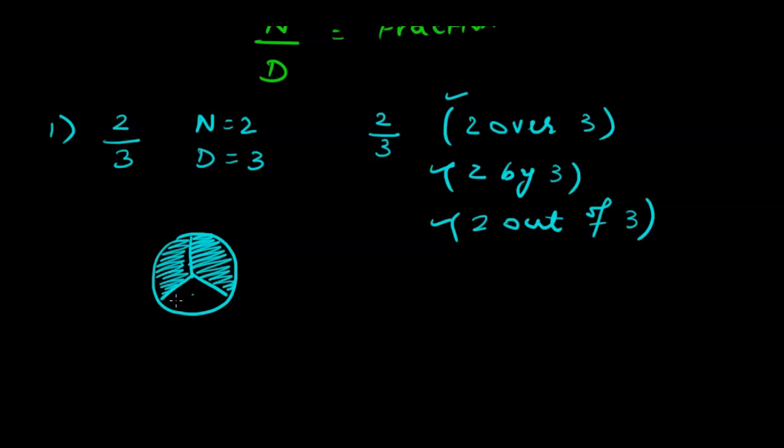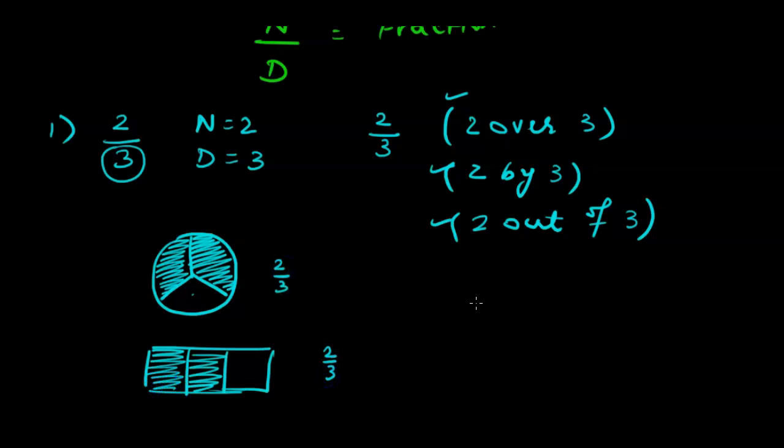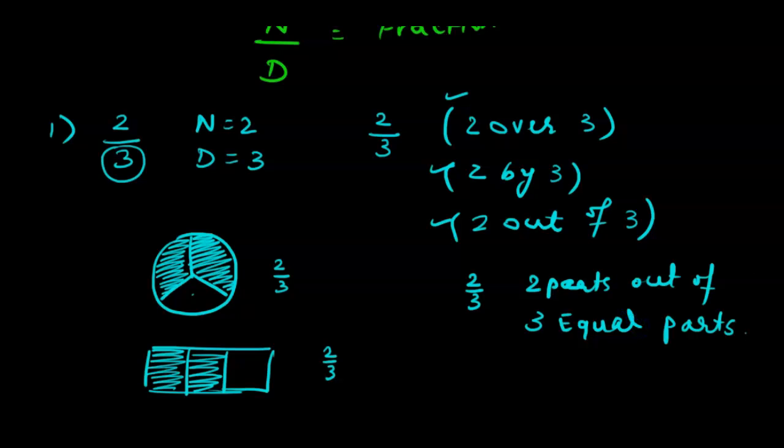Let's say we want to draw 2 out of 3 using a different shape. Let's say we take a rectangle. We divide the rectangle into 3 equal parts because the denominator is 3, and we shade 2 parts out of these 3 parts. So this is also 2 out of 3. So 2 out of 3 means 2 parts out of 3 equal parts. So fractions are basically called portions.